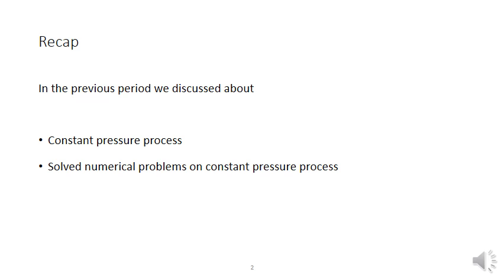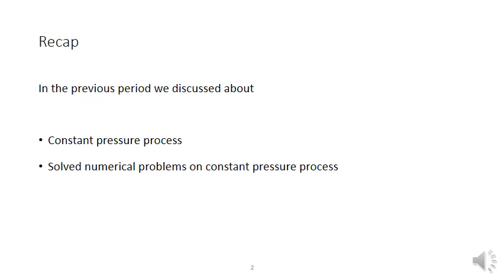And the enthalpy during the constant pressure process: the heat energy supplied is equal to the change in enthalpy. So what is the heat energy supplied here? The heat energy supplied is nothing but Q is equal to mCp(T2 minus T1). So that is equal to the change in enthalpy. So dH is also equal to mCp(T2 minus T1). Using these formulas we solved some problems in the last class, and today also we discuss one problem before going to today's topic.